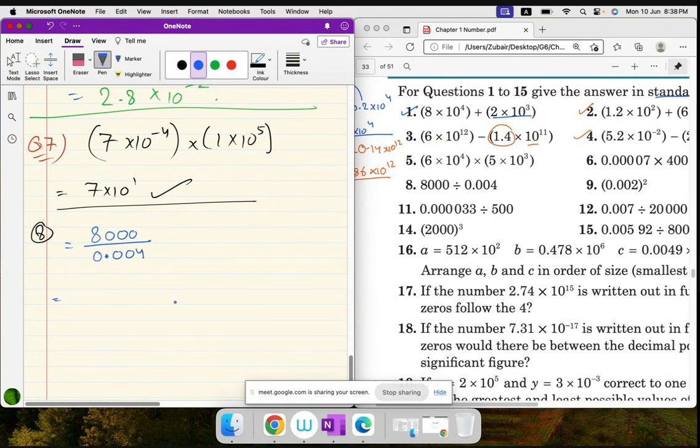2008 minus 20. So this will be 2 times 10 to the power 6. Very good. Just wait, sir, I'm also doing it. The result will be 8 divided by 4, 10 to the power 3. Sir, answer is 2 times 10 to the power 6.